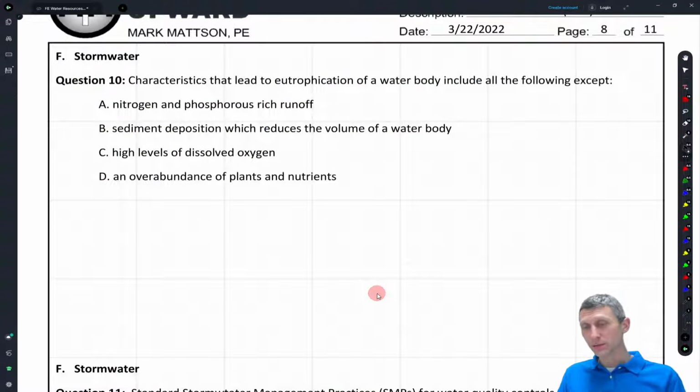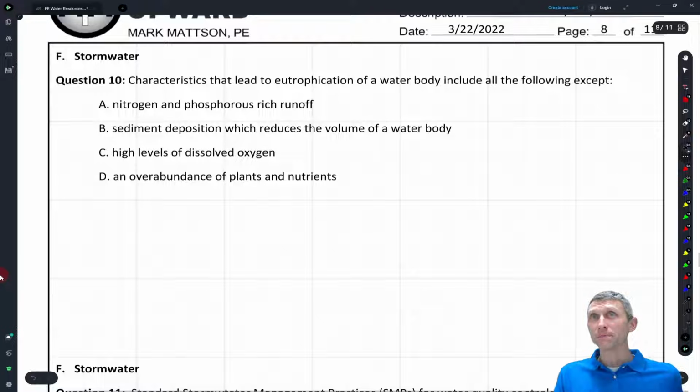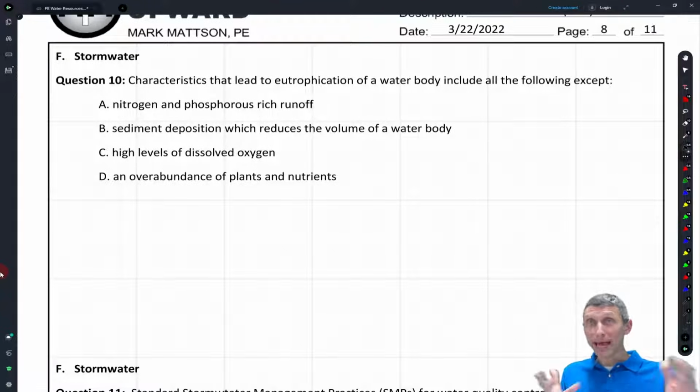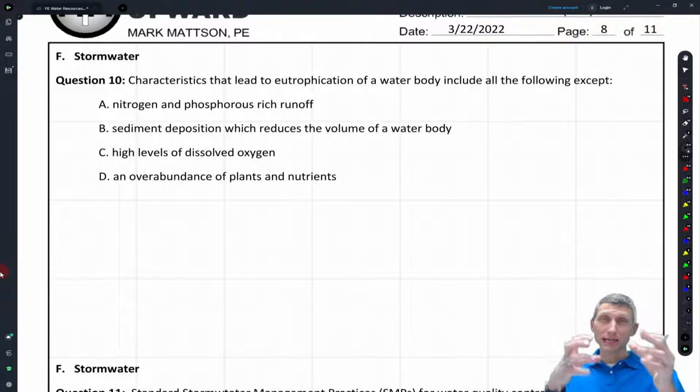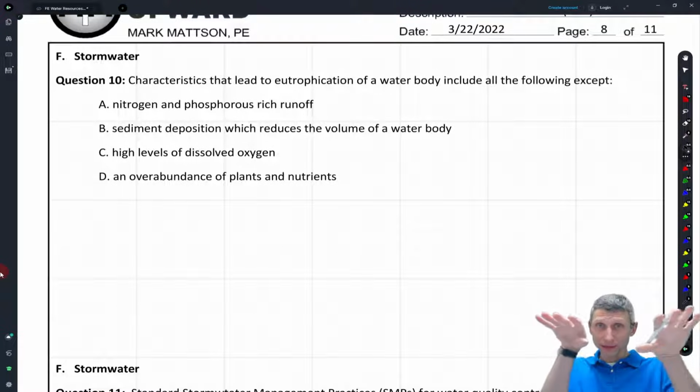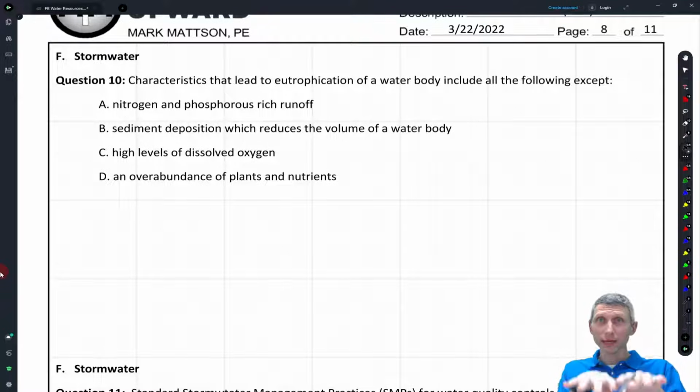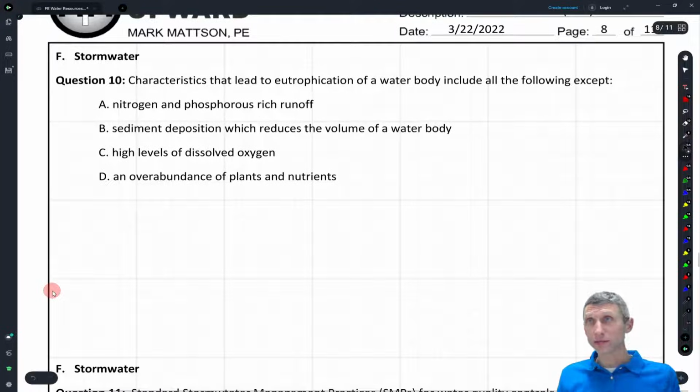So when we come back to this question, we say characteristics that lead to eutrophication of water body include all the following except nitrogen and phosphorus rich runoff. Yes, 100%, that will cause eutrophication. Sediment deposition. So basically eutrophication happens when the mineral content increases, right? But if you start depositing soil and filling up a lake, it's going to now have the same mineral concentration in a shallower volume, so you're going to get more minerals per volume. So that'll cause it too.